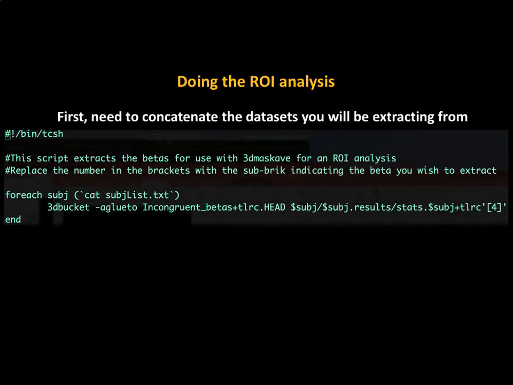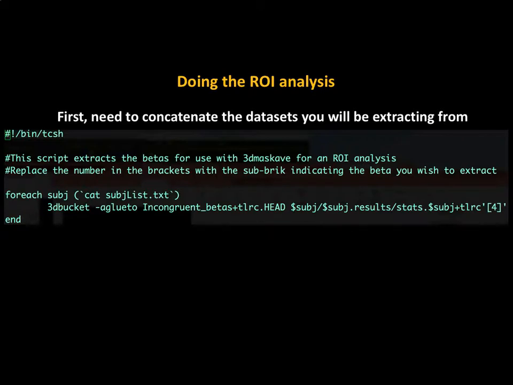Foreach says we're doing a for loop. SUBJ is just whatever you want to call this variable, which is within these parentheses. Now, this is a little bit advanced, but what I like to do is use backticks to expand whatever is within the backticks. I've given you this text file called SUBJ list. That contains each subject's name. So sub01, sub02, sub03, and so on. Everything that you see in your Flanker directory.